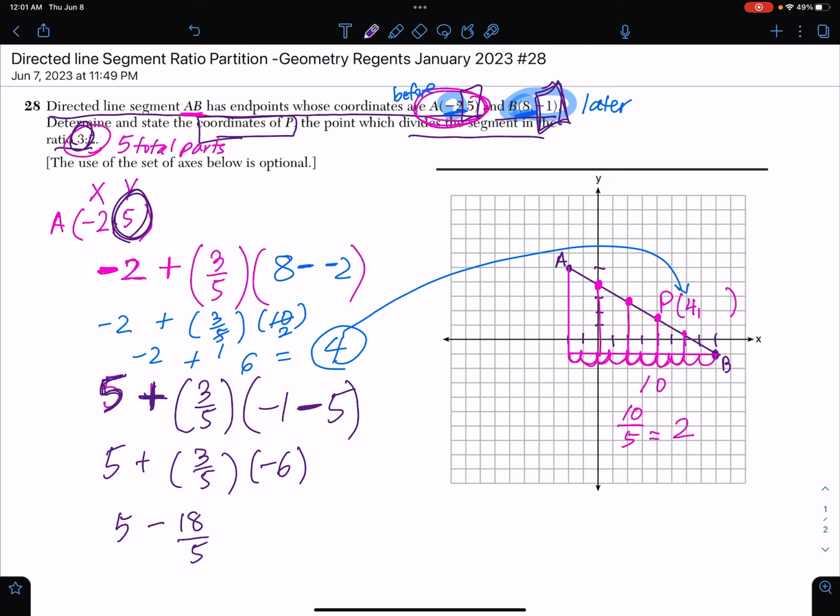We could put this in the calculator, but I'm going to do the calculation. We need a common denominator of 5, so what I multiply in the bottom, I multiply to the top. 25 minus 18 gives me 7. So therefore, my y coordinate is 7/5, which, like we said before, is between 1 and 2. But we would never have gotten this exact value using the graphing method. So therefore, the point P is (4, 7/5).